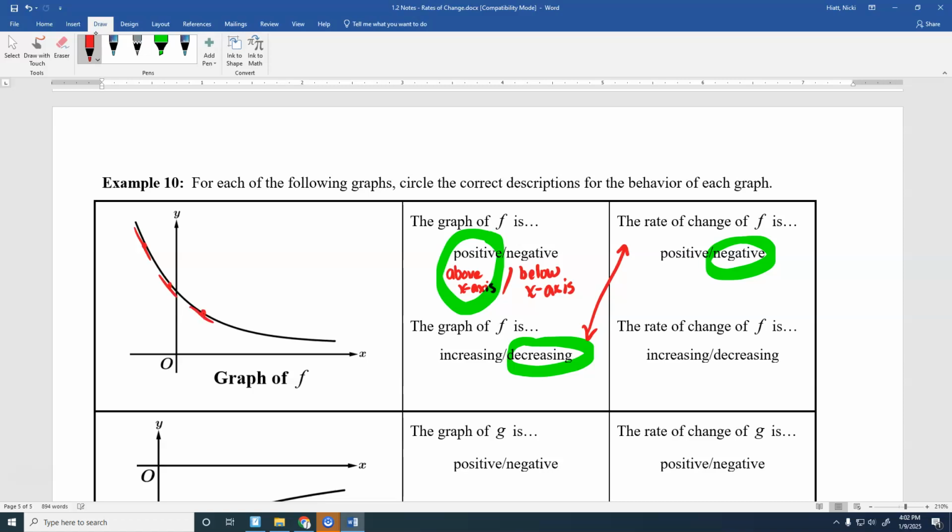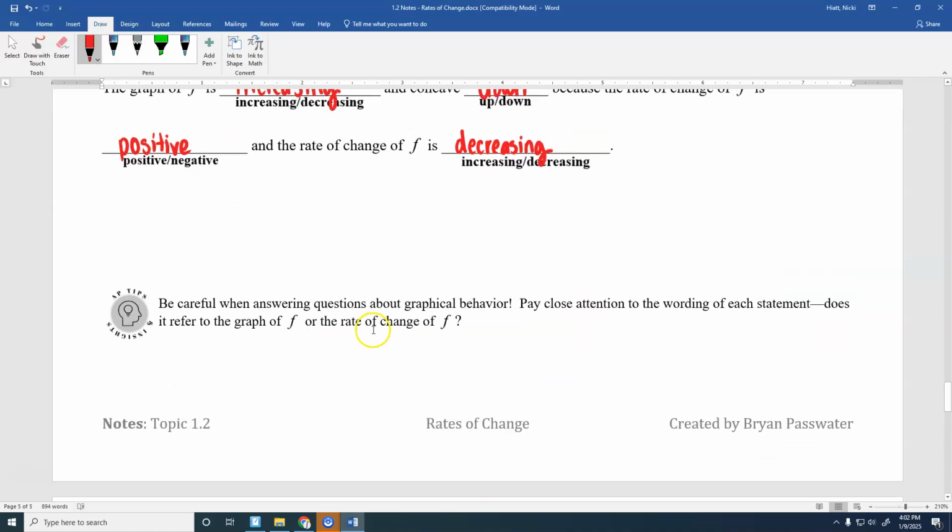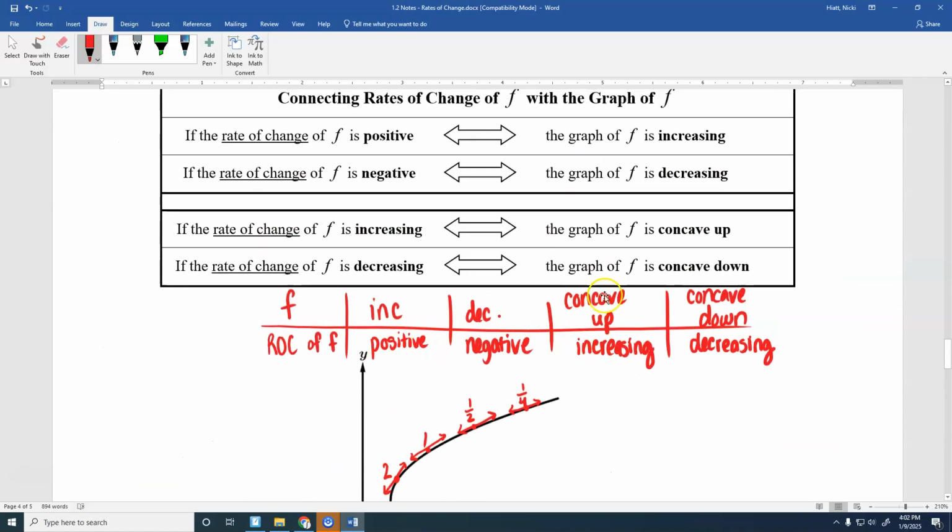And you can see all of these little tangent lines right here are negative slopes. All those little tiny lines are decreasing, so you have a negative rate of change. When we talk about whether the rate of change is increasing or decreasing, that has to do with our concavity. So if I look at the concavity of this graph, this is concave up. So if my graph, if I go up here to this table again, my graph is concave up, then the rate of change of f should be increasing.